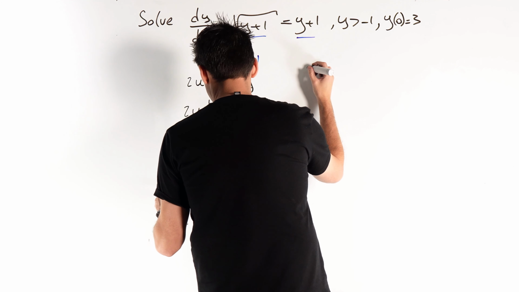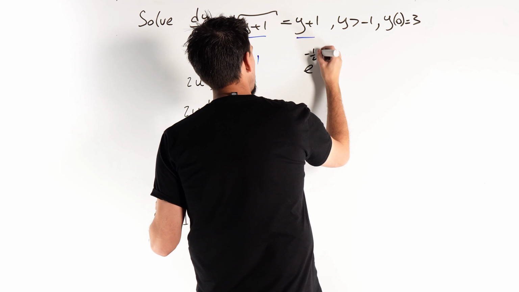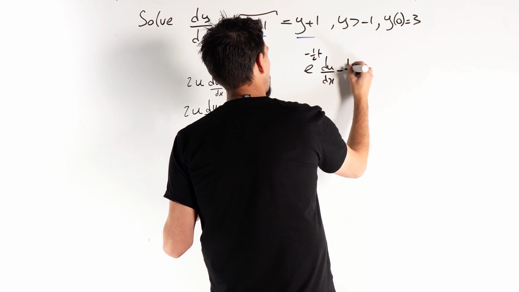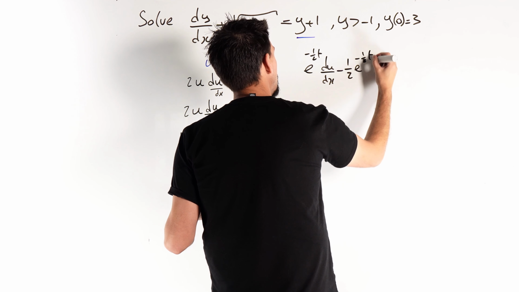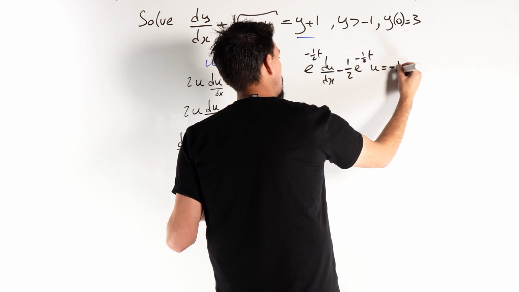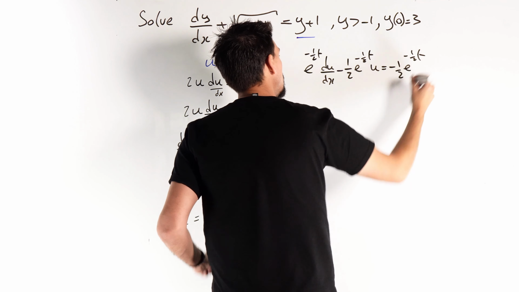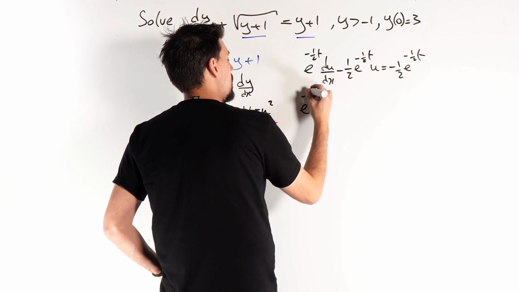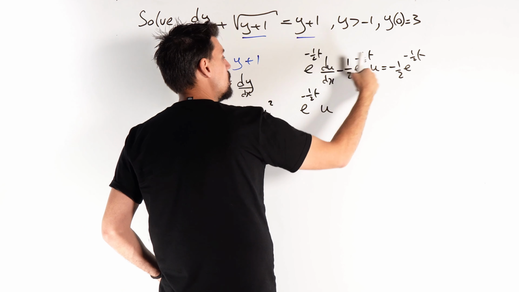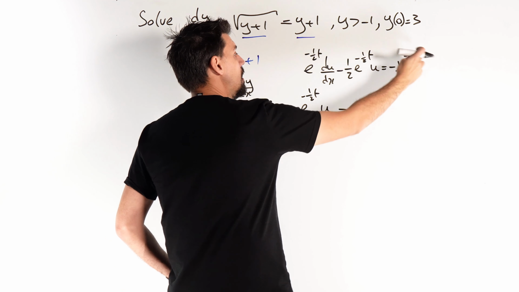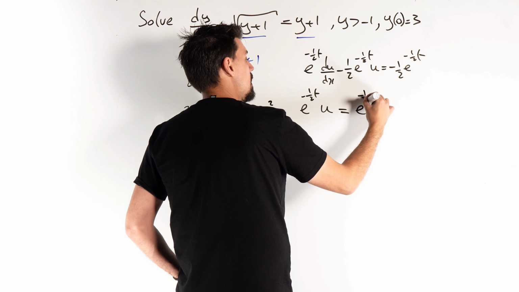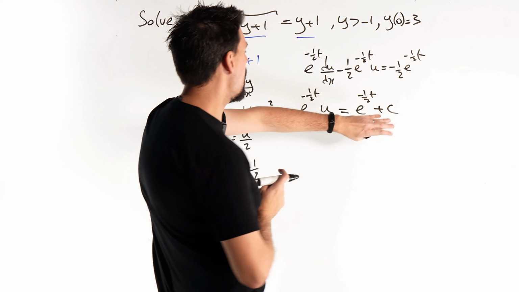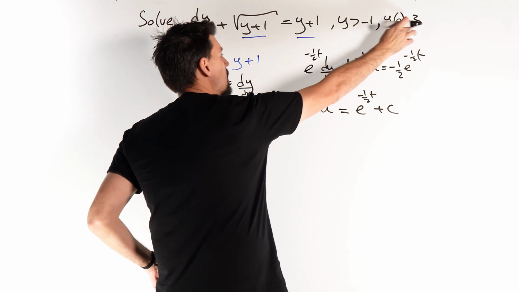It becomes e to the minus a half x du/dx minus a half e to the minus half x u is minus a half e to the minus a half x. And I can just integrate all of that. So I end up with e to the minus a half x u. The whole point was to get a product rule on that side. Integrate the right-hand side, and I'll get e to the minus a half x plus c. All right, now it's probably a good time to find what c is. So let's plug that in.